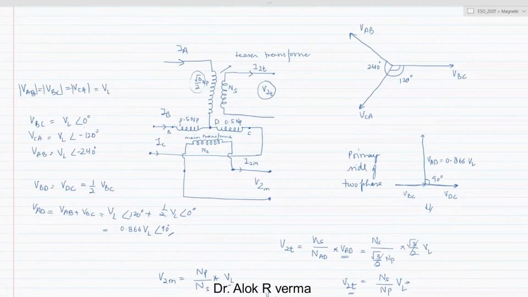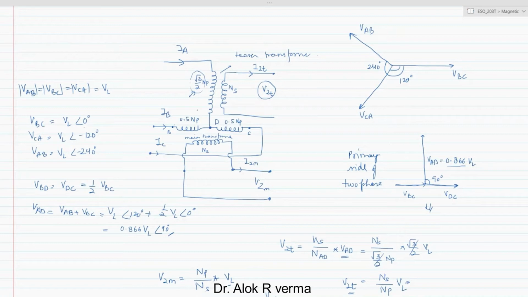Okay. So this is why the factor of root 3 by 2 was taken, because if you see, it comes around 0.866. To neutralize this factor, we take the number of turns in this particular configuration, and these are the center tap transformer where the 0.5 or the 50% turn ratio is taken for the main transformer, and root 3 by 2 is the turns ratio for the teaser transformer or the auxiliary transformer.